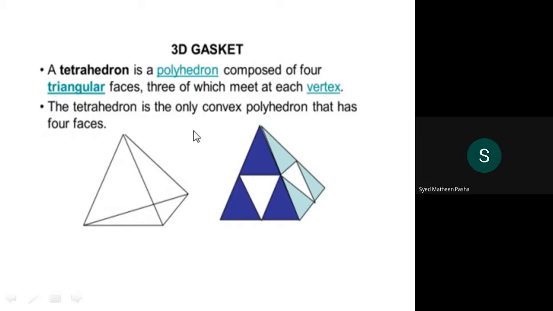The tetrahedron is the only convex polyhedron that has four faces. This is an important point to be remembered. This is a viva question as well. What is a tetrahedron? You can define a tetrahedron as a convex polyhedron that basically has four faces. Check out, this is a tetrahedron. How many faces do you have? One, two, three, and the back face is also one. That also consists of four different faces. So that is the basics about a 3D Sierpinski gasket as well as a 3D gasket.